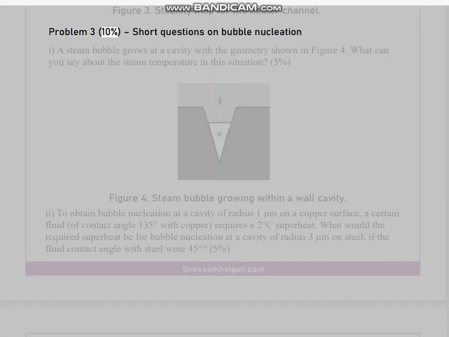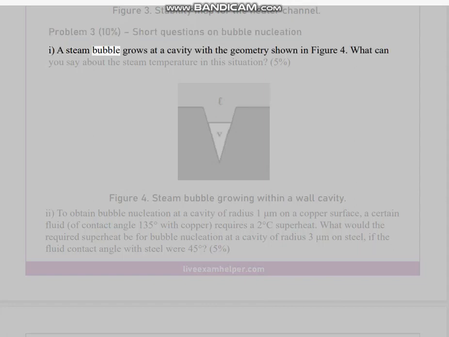Figure 3. Stability map for the heater channel. Problem 3, 10%: short questions on bubble nucleation. 1. A steam bubble grows at a cavity with the geometry shown in Figure 4. What can you say about the steam temperature in this situation? 5%. Figure 4. Steam bubble growing within a wall cavity.